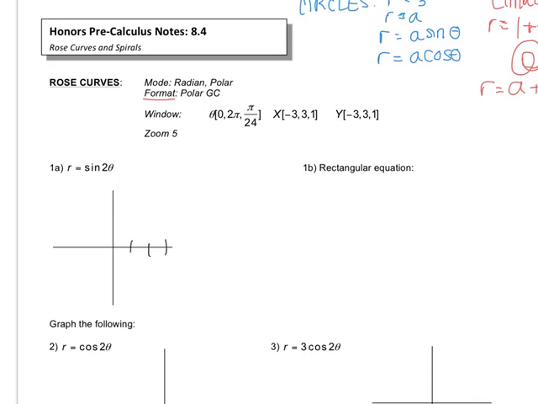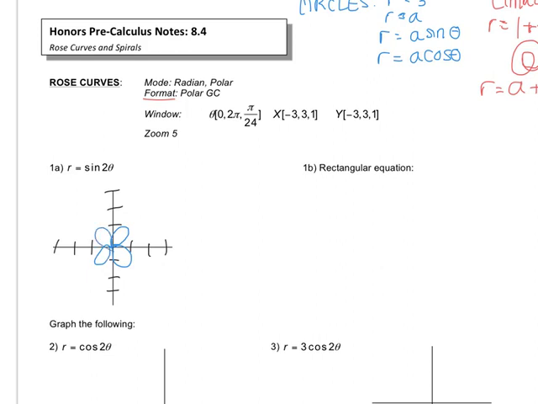I'm going to label my axes, and these are just sketches. You don't have to be too perfect here, but do your best to draw this sketch. It's sine of 2 theta. We've got 4 petals, so those leaves, if you will, are called petals.